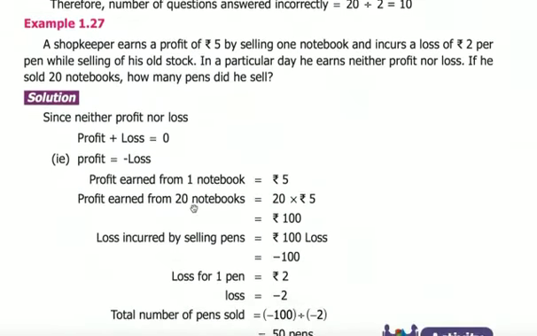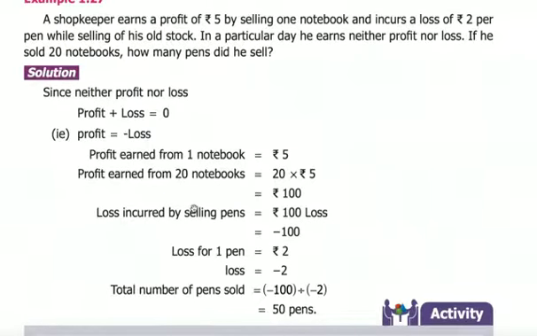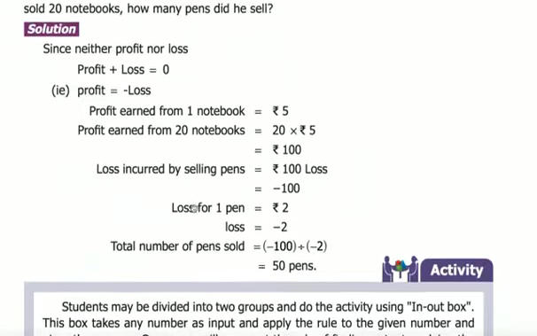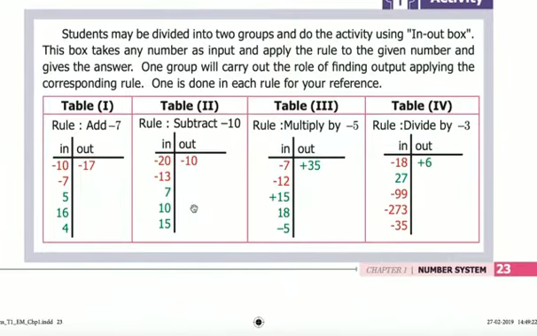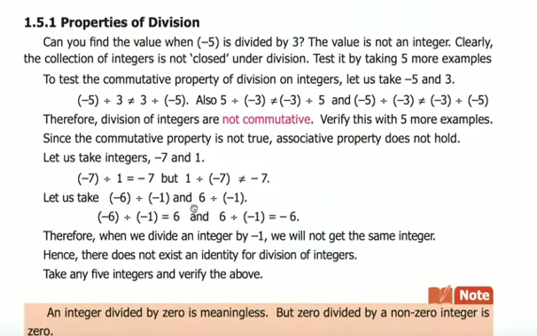A shopkeeper earns a profit of 5 rupees by selling one notebook and incurs a loss of 2 rupees per pen while selling his old stock. On a particular day, he earns neither profit nor loss. If he sold 20 notebooks, how many pens did he sell? 20 notebooks means he must have got 100 rupees profit. How many pens did he sell for that 100? 50 pens he sold, so he got a loss of 100. So he didn't get either profit or loss. Students may divide into two groups and do this activity. Properties of division.